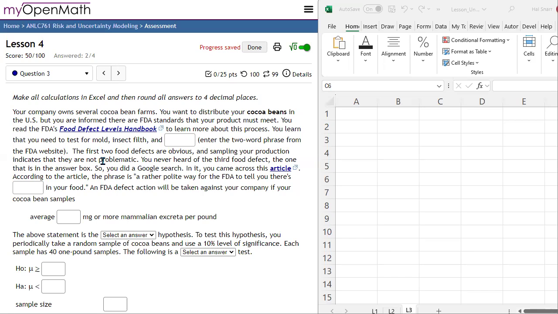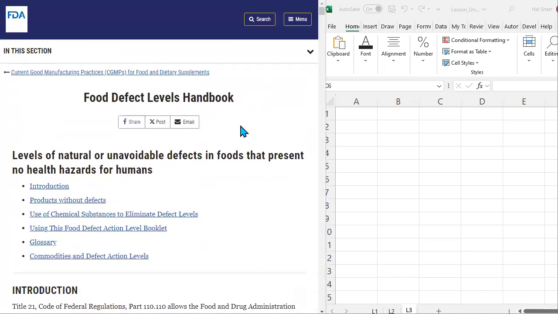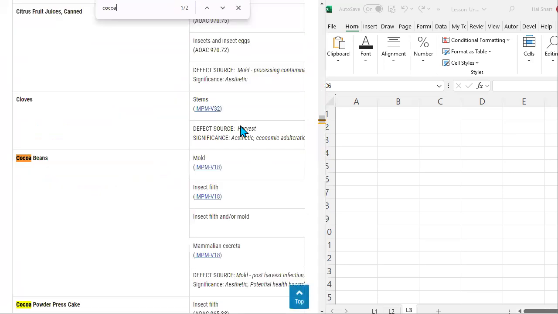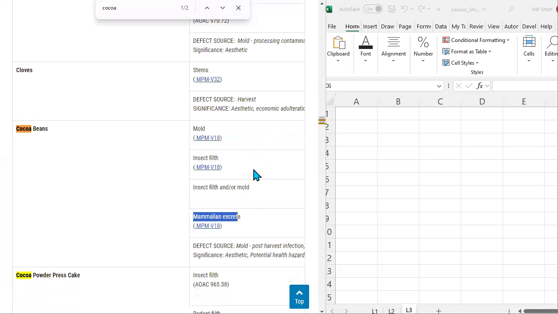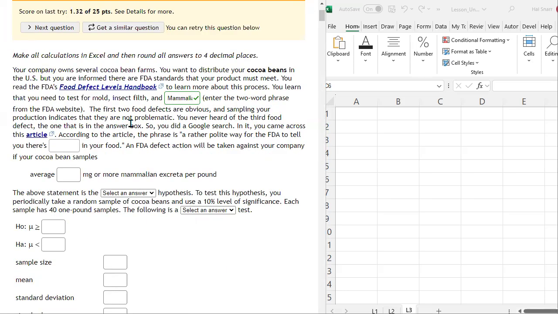You learn that you need to test for mold, insect filth, and what? Well, let's go ahead and open up the Food Defect Levels Handbook. And to make it go faster, I'm going to do Control F to find, and then spell cocoa beans. Okay, so for cocoa beans, you have to test for mold, insect filth, and mammalian excreta. You have to test for those three things. So let's put that right there.